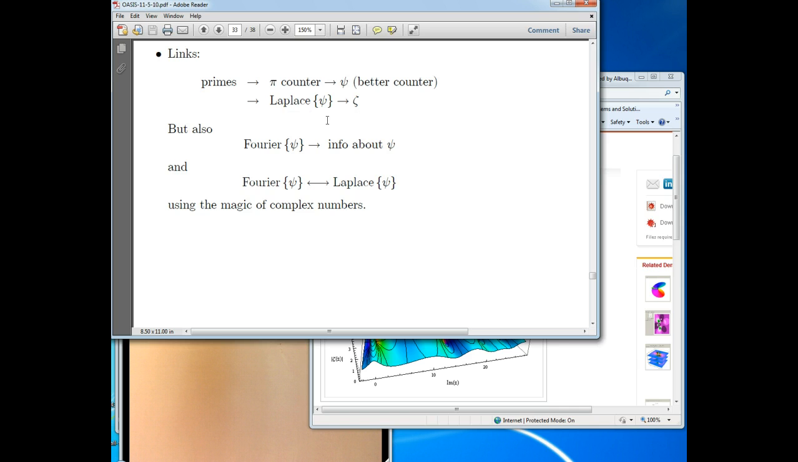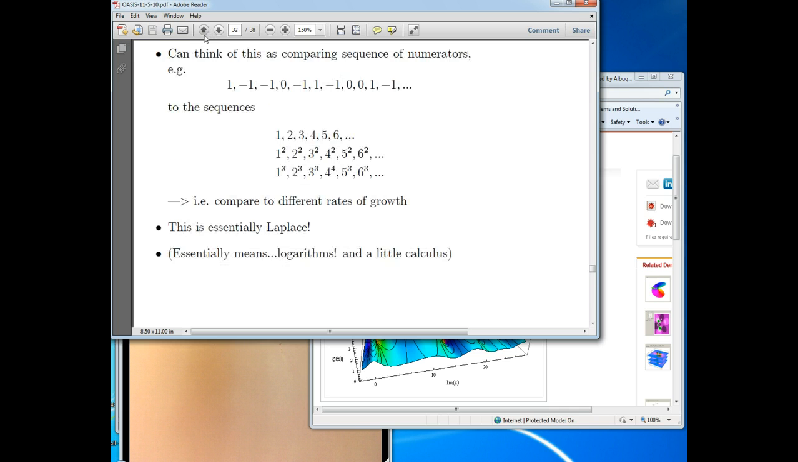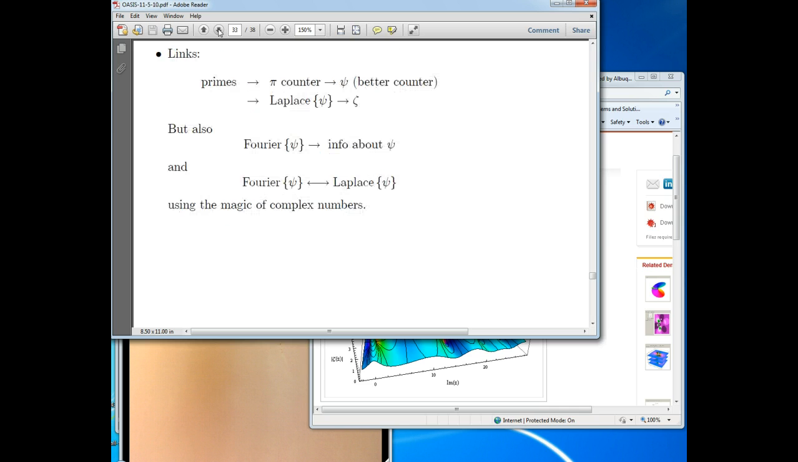So it turns out when you do the Laplace of this very special psi function, that's a whole sequence of numbers. And if you do the Laplace idea, it's essentially recreating the zeta function itself. Okay. But what other links do we have?